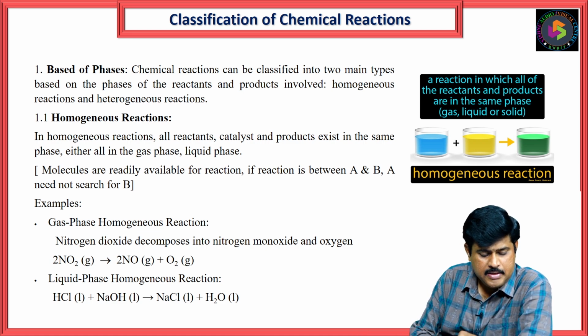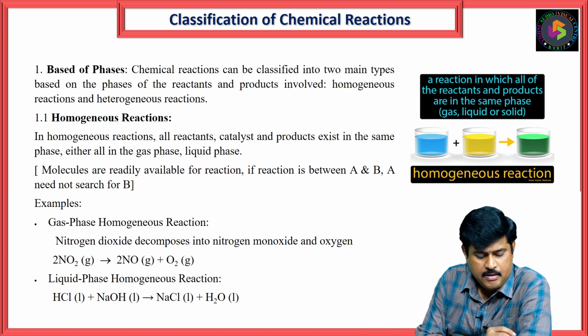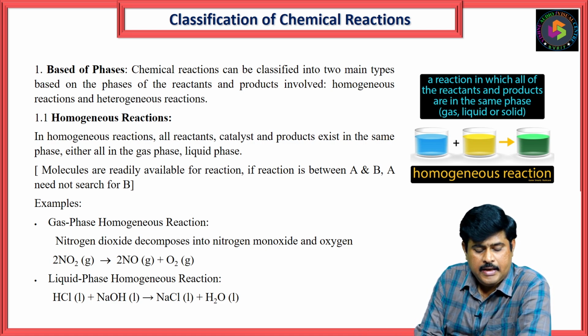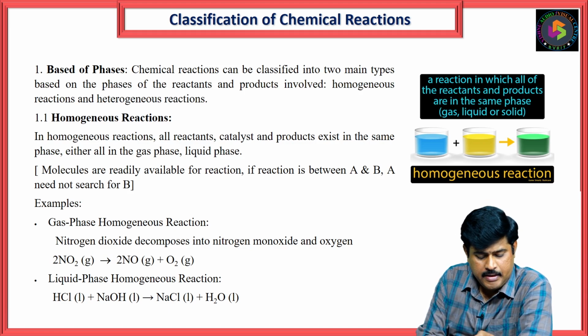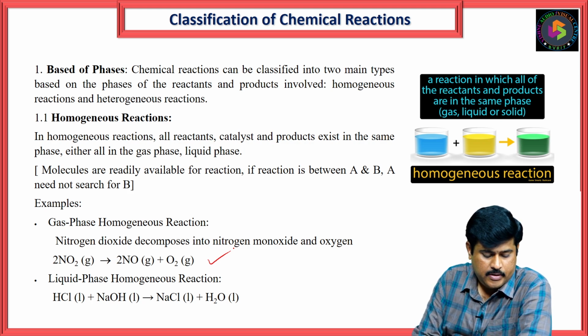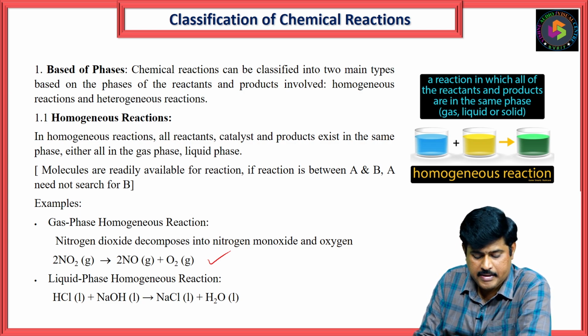Coming to examples, for a gas-phase homogeneous reaction, nitrogen dioxide decomposes to give nitrogen monoxide and oxygen. You can see here all the reactants and products are in the gas phase only. Similarly, for a liquid phase homogeneous reaction, an example is HCl reacting with NaOH to form NaCl and water. You can see all the reactants and products are in the liquid phase.